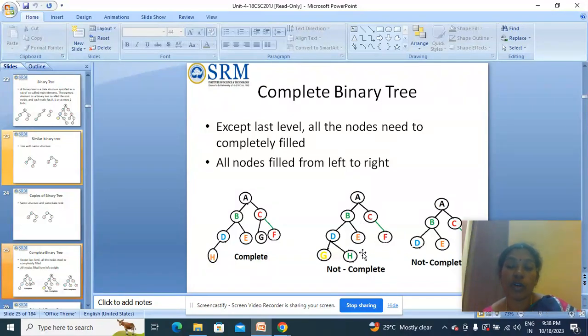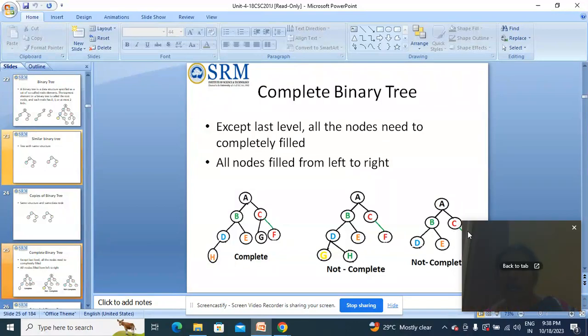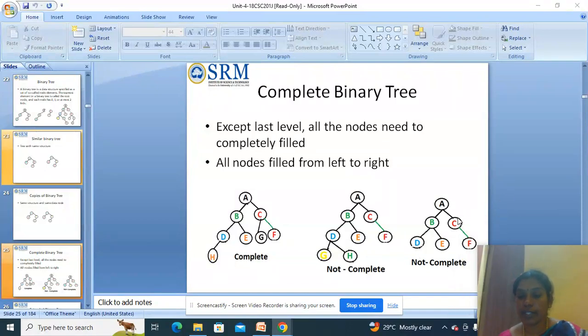That's why this is not a complete binary tree, because even in the last level, we have to fill from left to right. In this case it's wrong, so this is not a complete binary tree. In this case also, for C, we first have to fill the left child of C, then the right child. That's why this is not a complete binary tree. Only this example alone is a complete binary tree. I think you all know about the complete binary tree. And one more tree is available, the full binary tree.